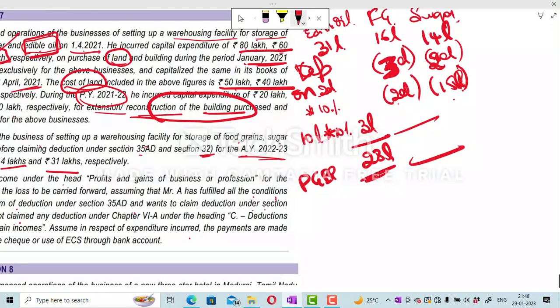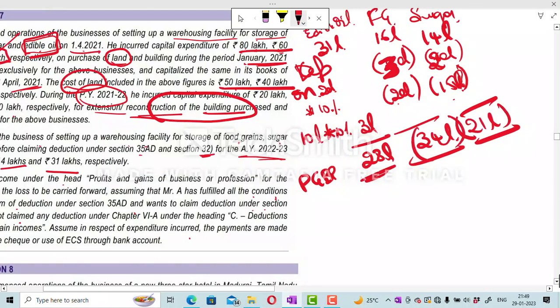16 lakhs minus 30 lakhs minus 20 lakhs, 34 lakhs loss is there. For sugar business, 14 lakhs minus 20 minus 15, 21 lakh loss. 21 plus 34, in the sense total 55 lakhs loss can be set off and carried forward indefinitely.